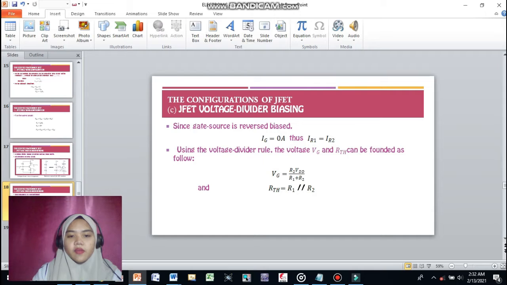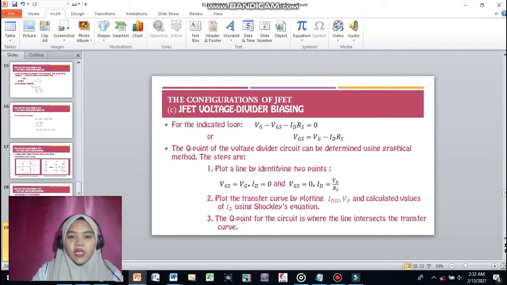By using the voltage divider rule, the voltage VG and R Thevenin can be found as follows. VG equal to R2 times VDD divided by R1 plus R2, and R Thevenin equal to R1 parallel to R2. For the indicated loop, VG minus VGS minus IDRS equal to 0, or VGS equal to VG minus IDRS.